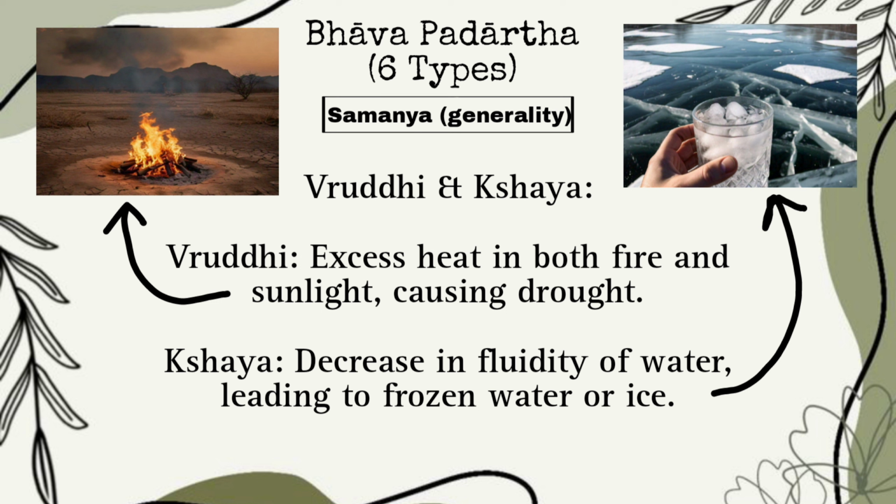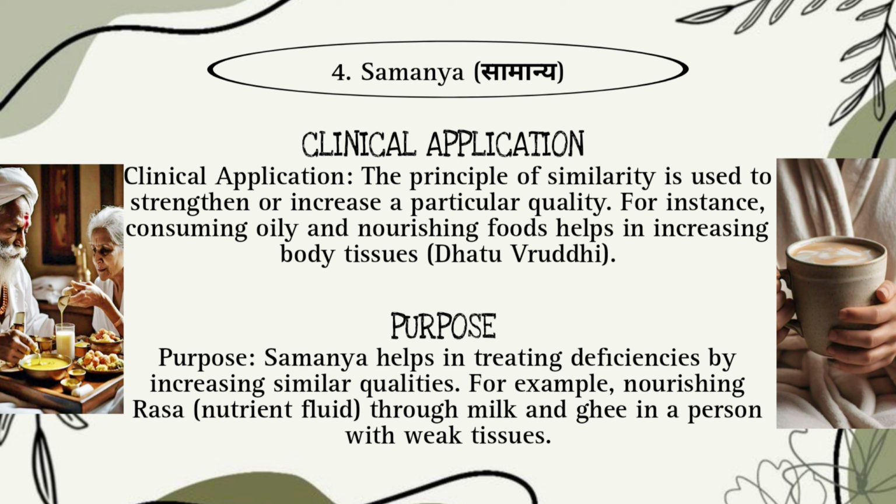Then Kshaya, decrease in fluidity of water leading to frozen water or ice. Clinical application: the principle of similarity is used to strengthen or increase a particular quality. For example, consuming oily and nourishing foods helps in increasing body tissues, that is dhatu vriddhi. Purpose: Samanya helps in treating deficiencies by increasing similar qualities.